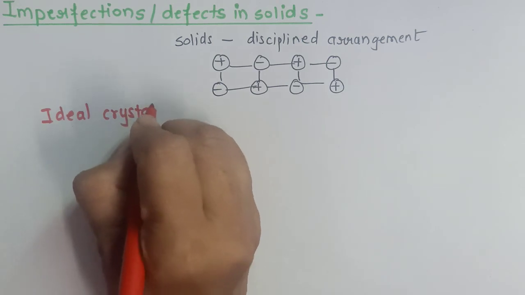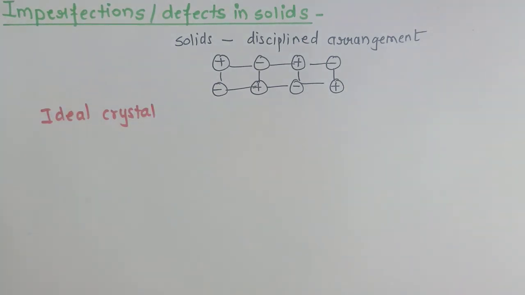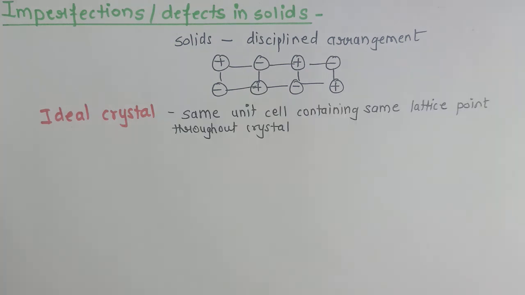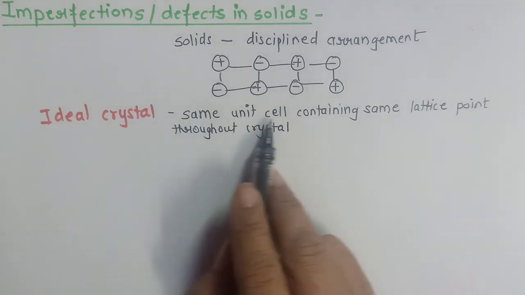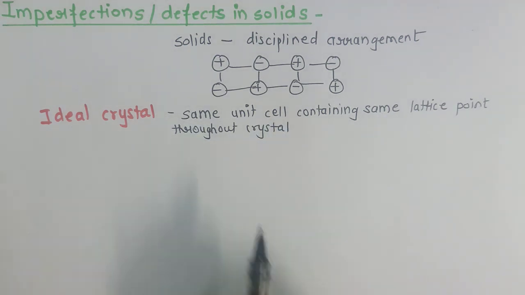So what is an ideal crystal? Where the same unit cell will contain the same lattice point throughout the crystal, and this arrangement will be called an ideal arrangement. That means there is no foreign atom or molecule or any extra ion present in the crystal. Neither the cation nor anion is missing from its site. So in every way it's a perfect arrangement.